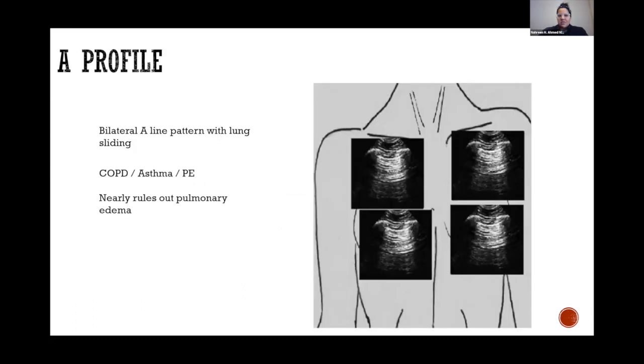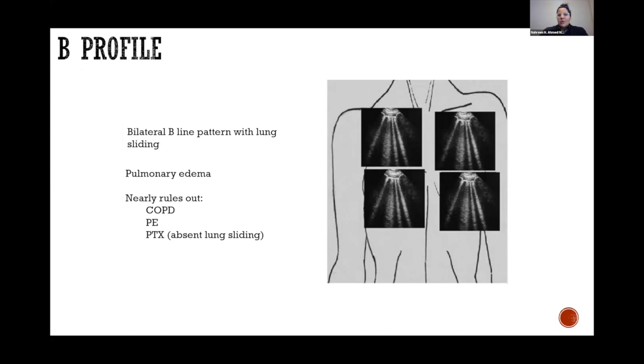So to review some of the things on the BLUE protocol, bilateral A-line patterns with lung sliding is A profile. We kind of talked through that. B profile is bilateral B-line patterns with lung sliding, and we kind of talked through that. Again, everyone always thinks about pulmonary edema first.